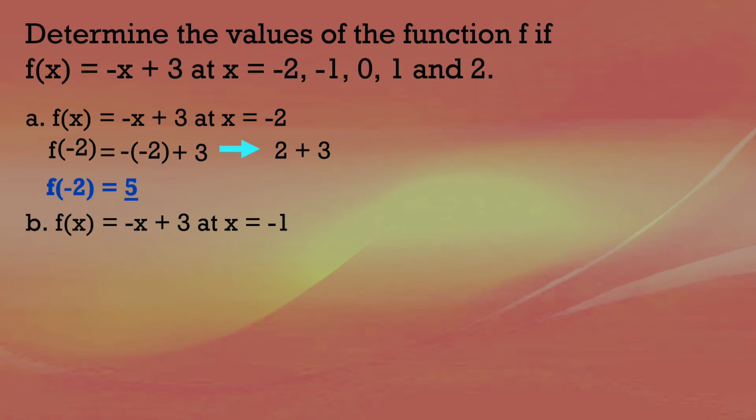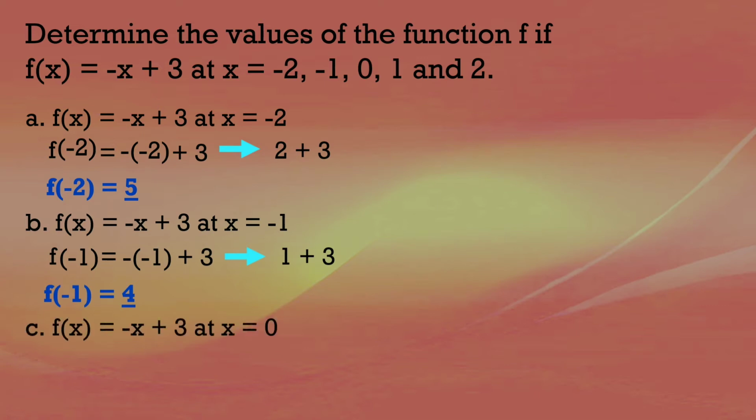Letter B. F of x equals negative x plus 3 at x equals negative 1. So, ganun pa din. Palitan natin si x ng negative 1. So, dahil negative ang ating x, so magiging negative times negative 1. So, pagka parehas negative, magiging positive. So, magiging 1 plus 3. So, 1 plus 3 is equals to 4. So, the value of the function at negative 1 is equals to 4.